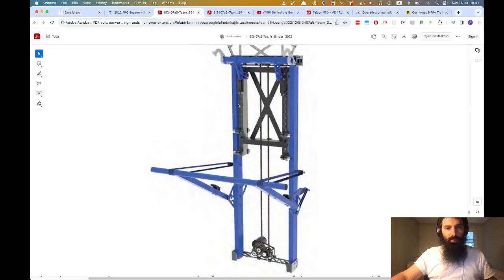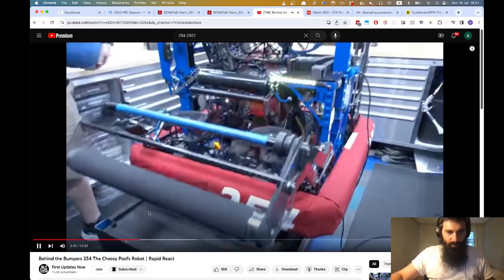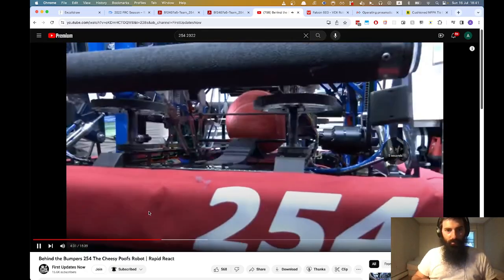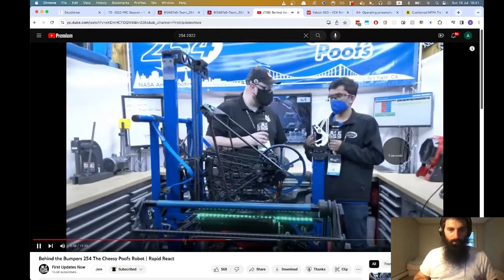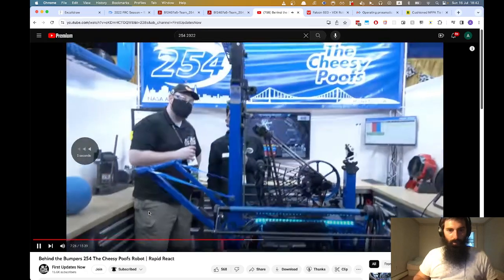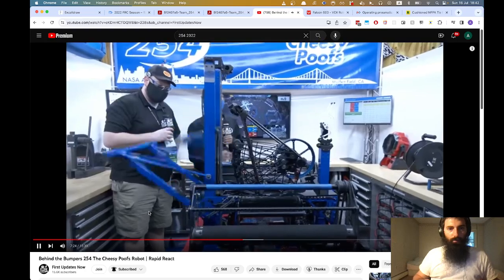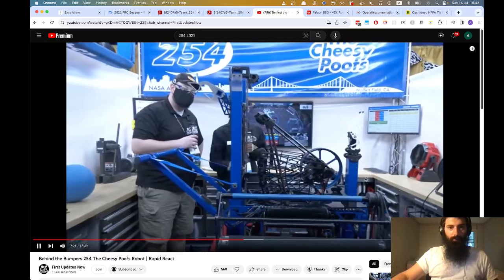Okay, so how does an elevator work? What is an elevator, I guess, is the first question. So let's go back to behind the bumper. Let's see. Starting off on the climb on this side. So you see this right over here. This is called the carriage. And let's just see how this thing works.